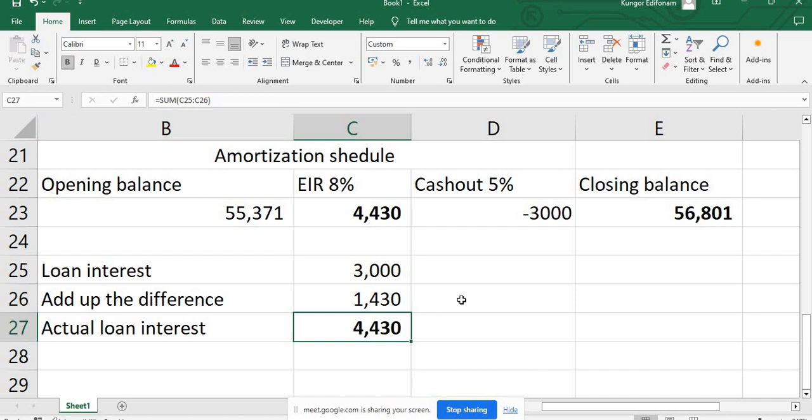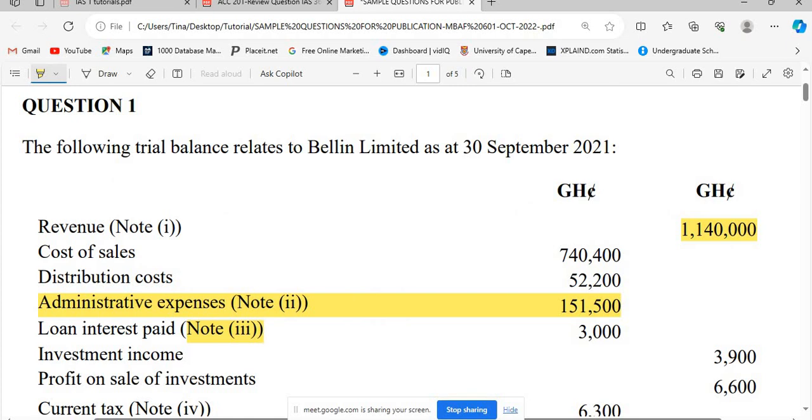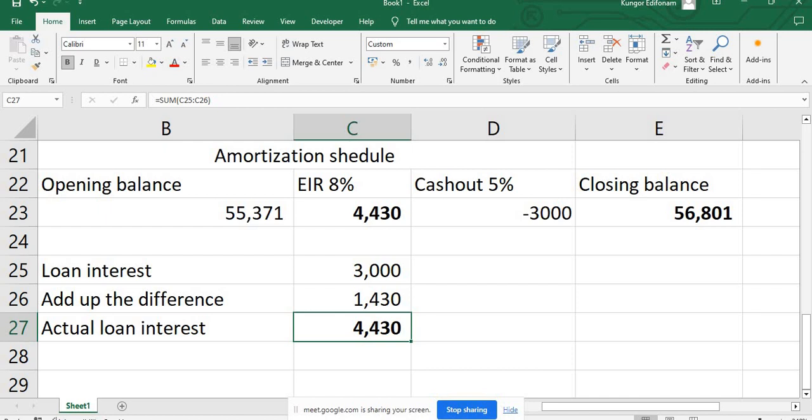I hope it's very simple. After you have amortized it, the effective interest is the interest that will go to profit or loss. You go to your statement to check whether everything is okay. When we check, the interest they recorded was 3,000. So we need to gross it up. In grossing it up, we will add an excess of 1,430. Can we move on?